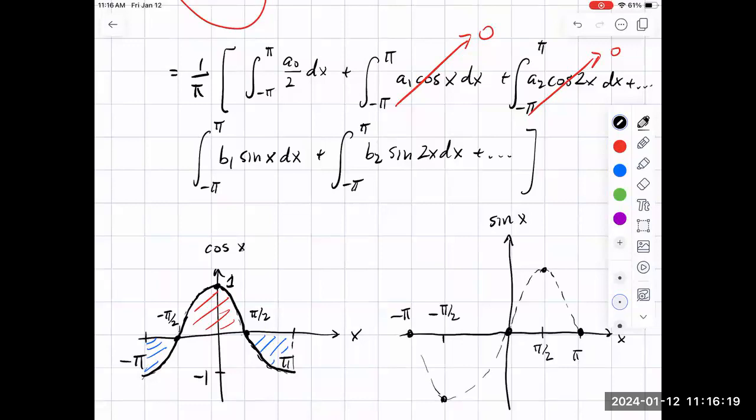I didn't draw. Oh, I know why it looks so stupid. It's because I didn't have my intervals spaced properly. Here, minus pi by 2 is over here, and this is minus pi.